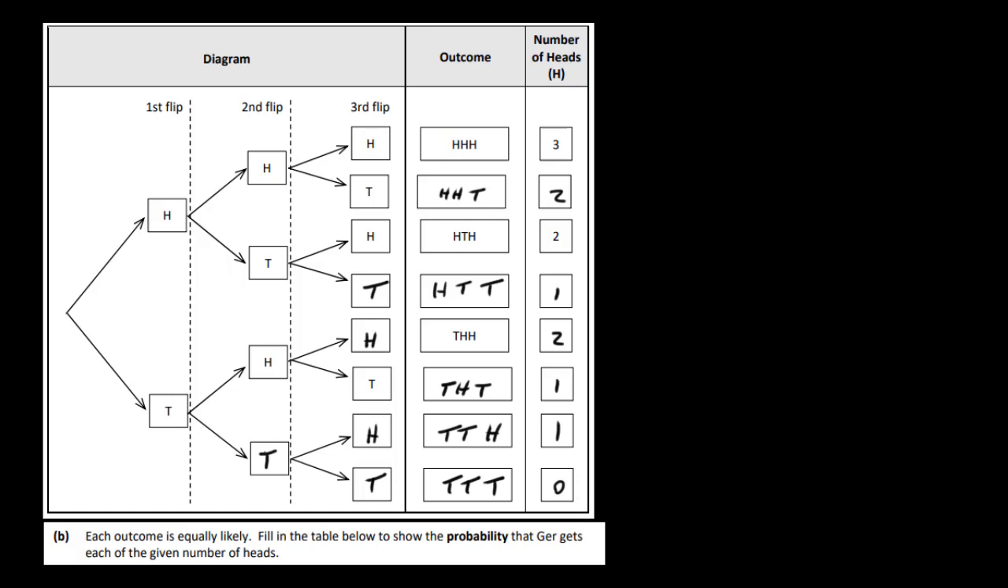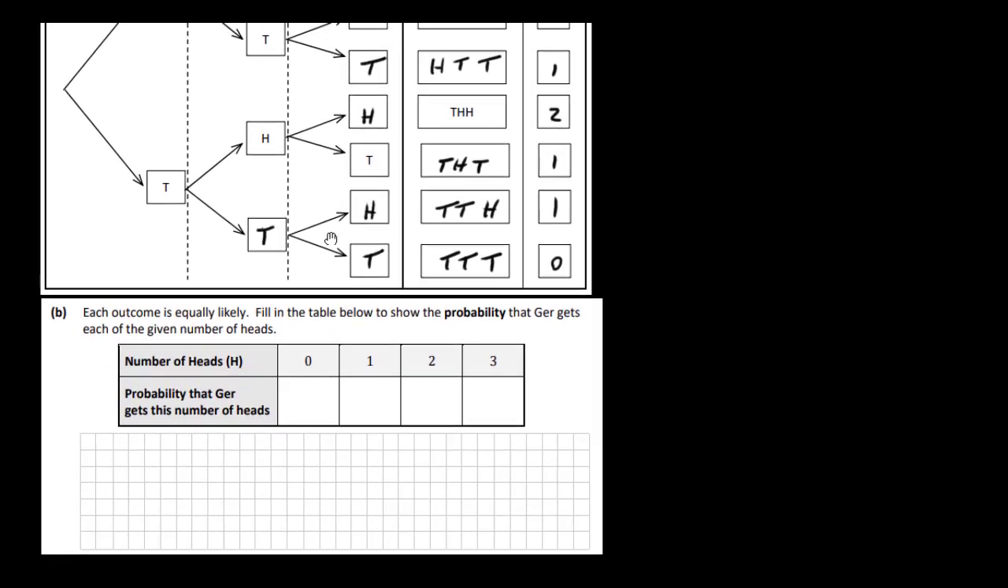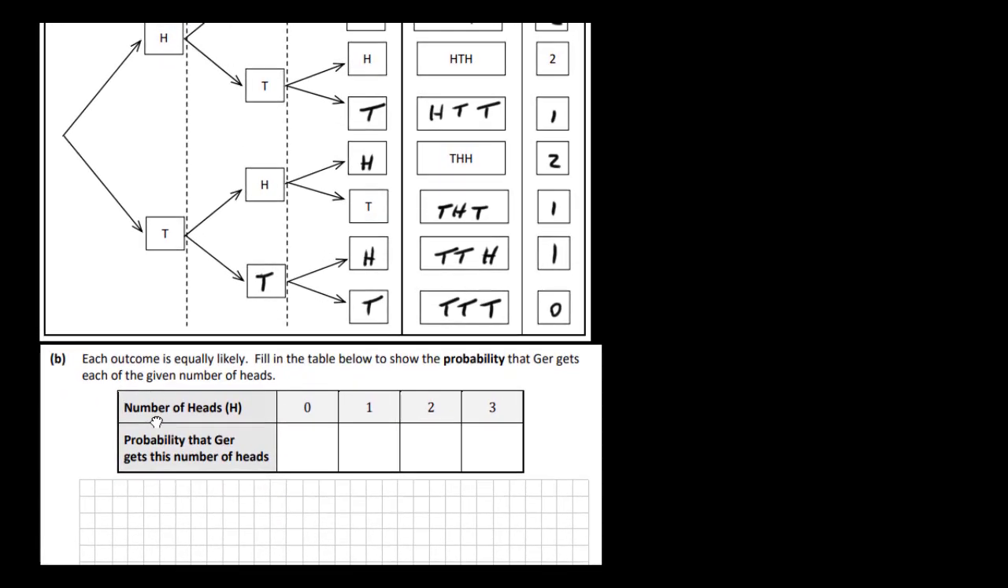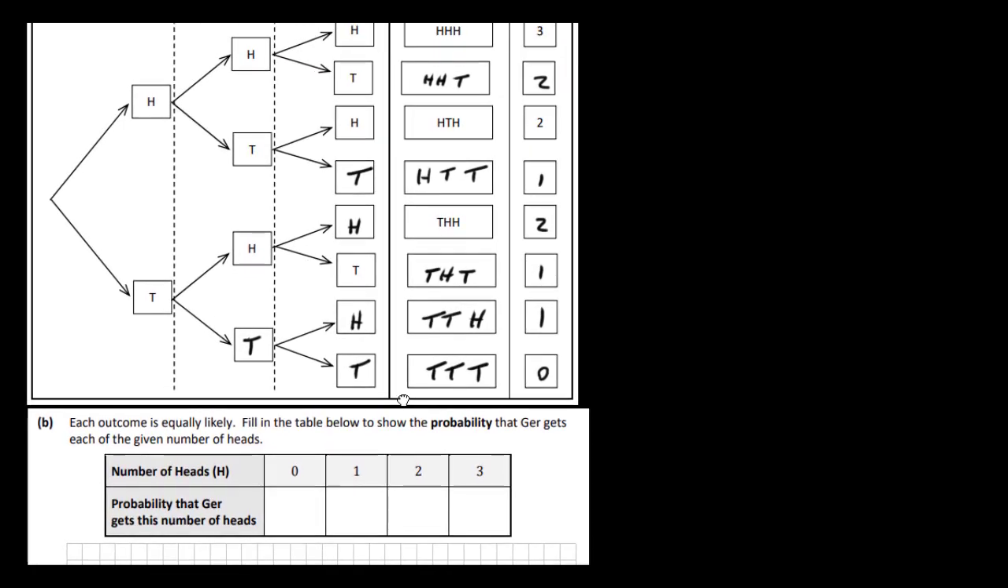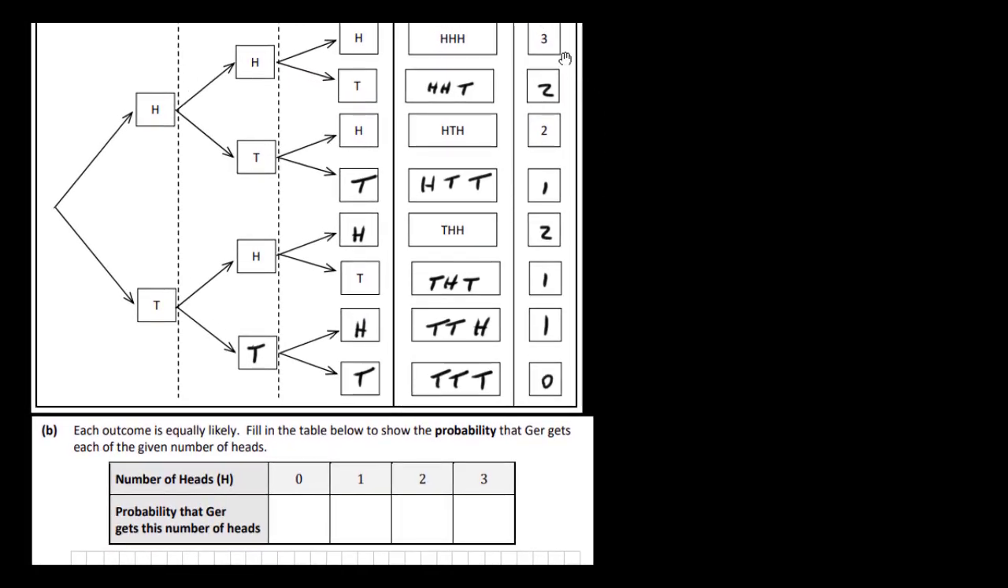Okay, so let's look at part B. It says each outcome is equally likely. Fill in the table below to show the probability that Jar gets each of the given number of heads. So the probability that he gets 0 heads. Well, the total number of outcomes are, let's see, 1, 2, 3, 4, 5, 6, 7, 8. And the number of times he gets 0 heads would be once, so that would be 1 out of 8. So there's 1 time out of these 8 that he will get no heads. So our probability here is 1 out of 8.